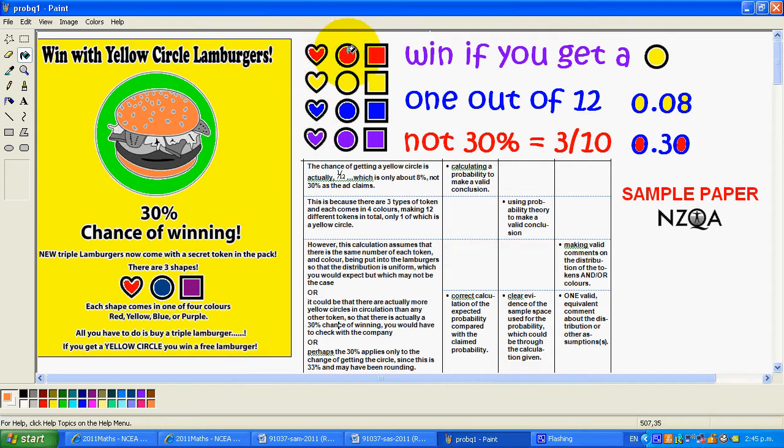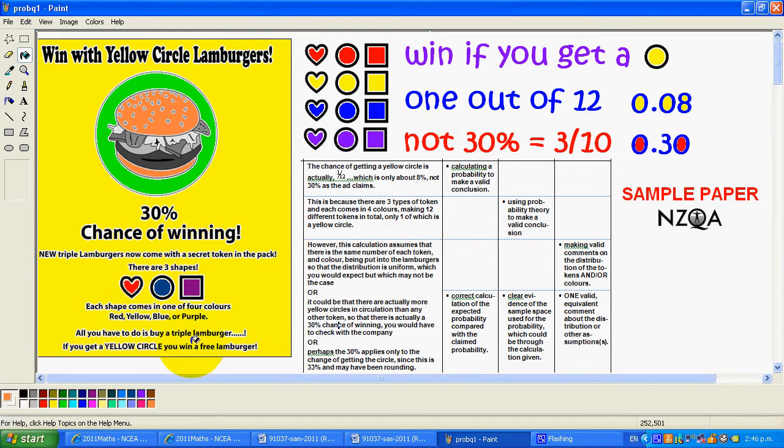Red, yellow, blue or purple. So we've got three shapes, hearts, circles and squares, and each shape comes in four different colours. So we've actually got a possibility of 12 shapes. So it's only one out of the 12 that's actually a yellow circle.